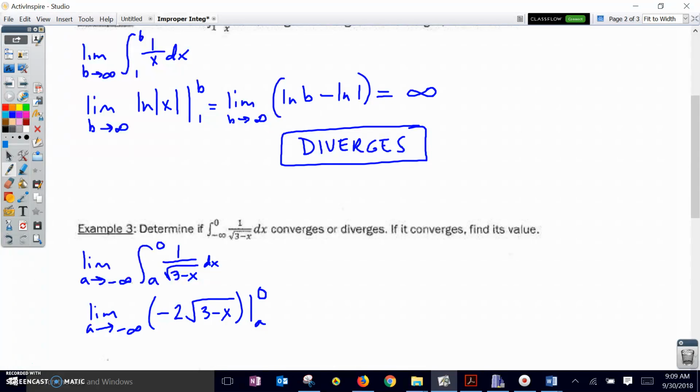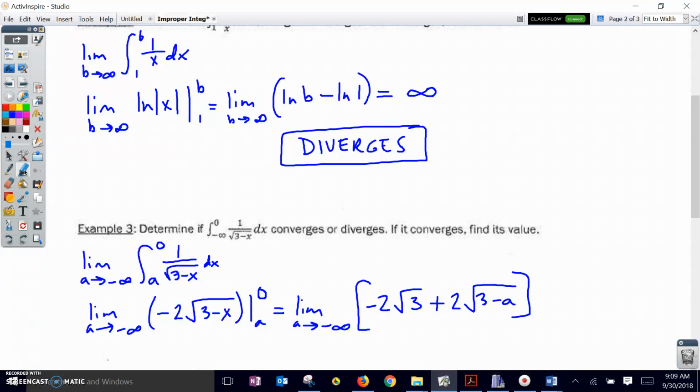And so that's going to be the limit as a goes to negative infinity of negative 2 times the square root of 3 minus negative 2 times the square root of 3 minus a. And as a goes to negative infinity, what's inside of this radical goes to infinity, and so again this one is going to diverge.